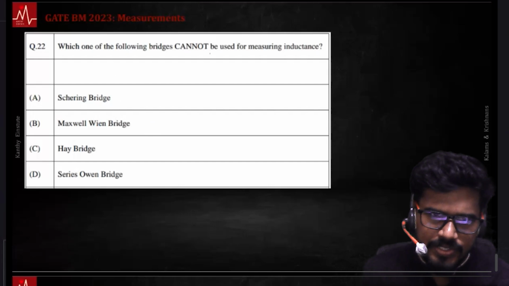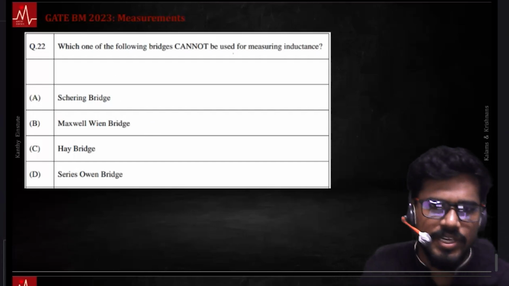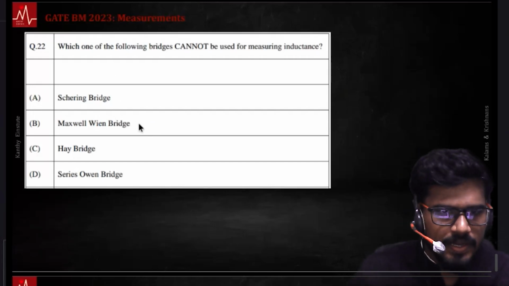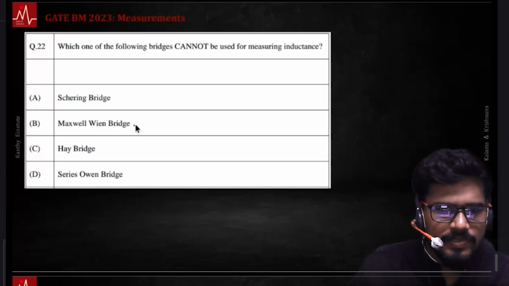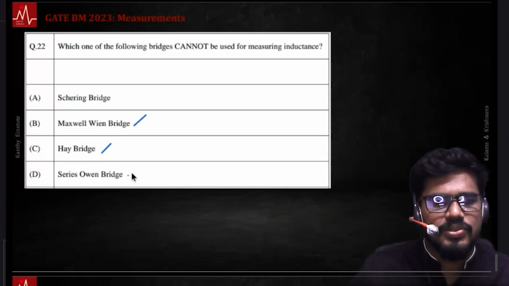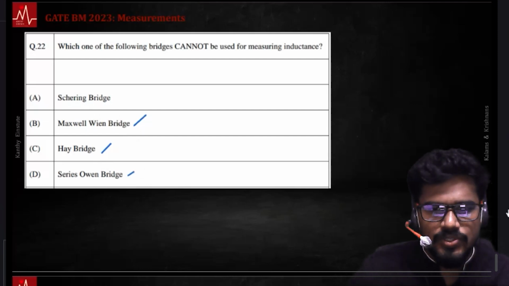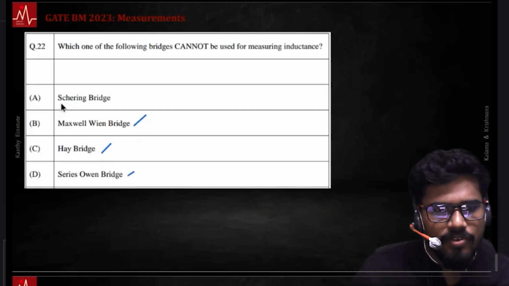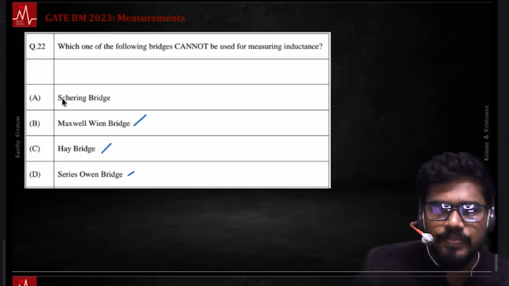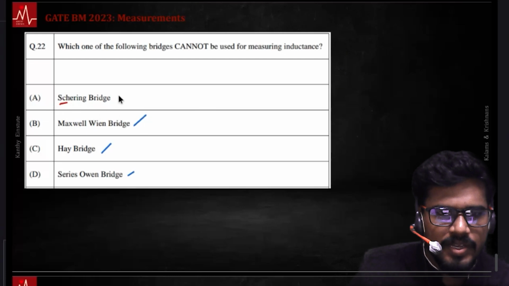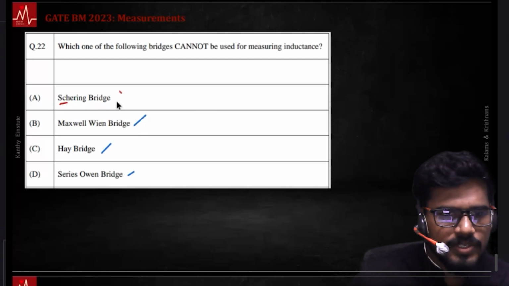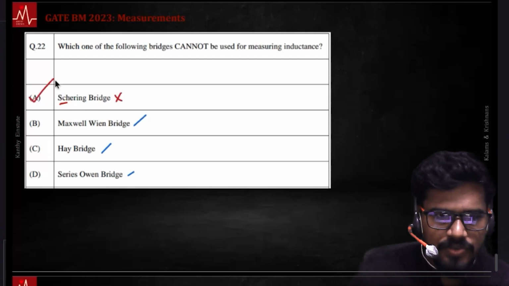Which one of the following bridges cannot be used for measuring inductance? Wien bridge can be used. It can be used for frequency, and it can also be used for inductance. Hay can be used. Owen also can be used. What cannot be used is the Schering bridge. Typically remember it as C for capacitance. So this cannot be used, which makes it the correct answer for this question.